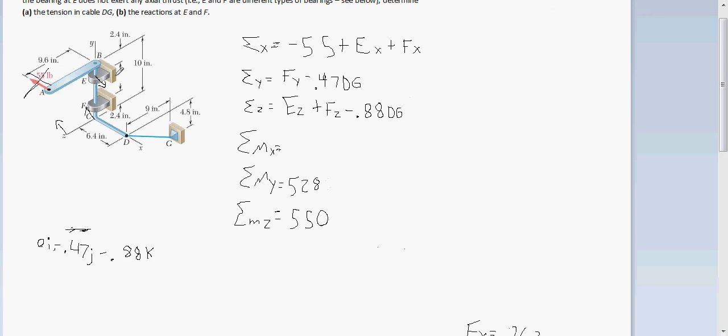So we should be done with that force now, and we'll move on to this bearing at E. We're going to have an x force right there. If we translate that to the origin, it's going to create a negative moment about the z-axis, so we're going to subtract 7.6 inches, the distance, times EX. And we could do the same thing with this x force at F, minus 2.4 inches is the distance, times FX.